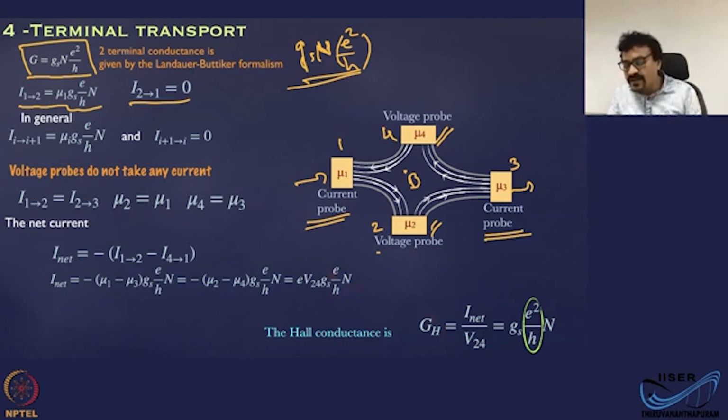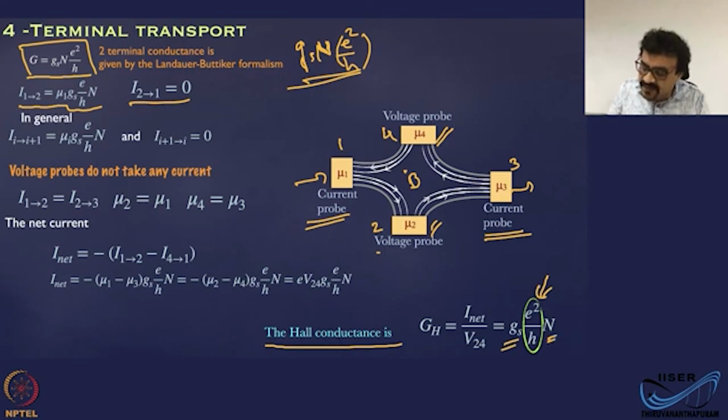So the Hall conductance is the net current divided by V24, where 24 is the Hall voltage, this transverse voltage. I net divided by V24 is Gs e square by h into N, because this e into this e is going to give e square by h into N. So what you are seeing here is the Hall conductance is given by e square by h into degeneracy Gs into N, where N is the number of channels, and the number of channels is nothing but the number of Landau levels in this case.